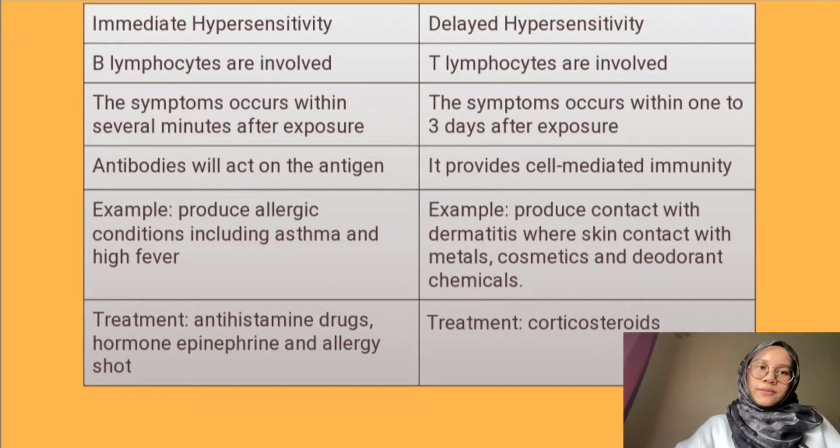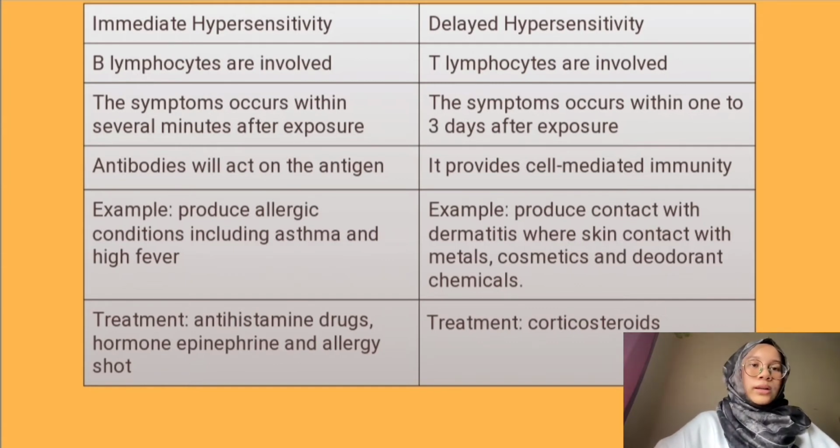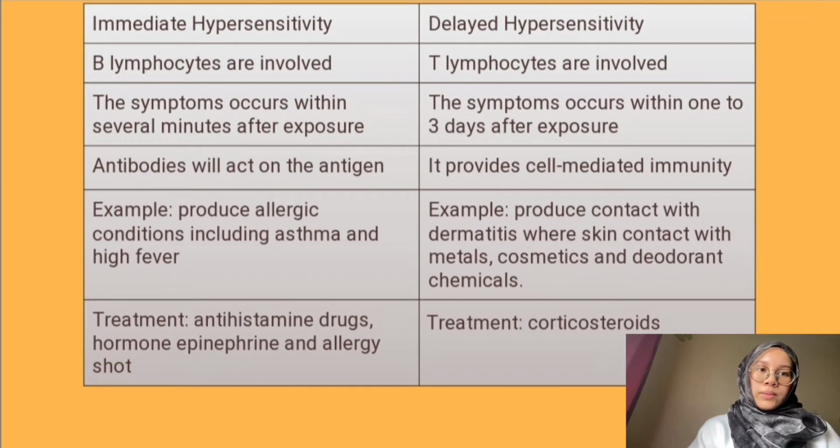Next, we will be differentiating between immediate hypersensitivity and delayed hypersensitivity. From the table, we can see that for immediate hypersensitivity, the lymphocytes that are involved are B lymphocytes, whereas for delayed hypersensitivity, the lymphocytes that are involved are T lymphocytes. Moreover, for immediate hypersensitivity, the symptoms usually will show up very fast, within just a couple of minutes after being triggered or being exposed to the allergen.